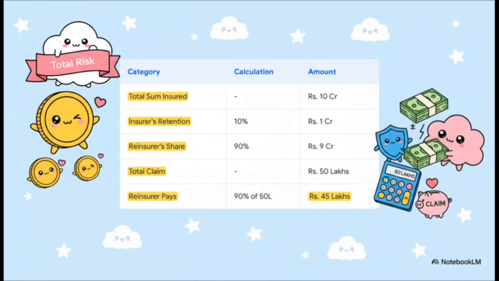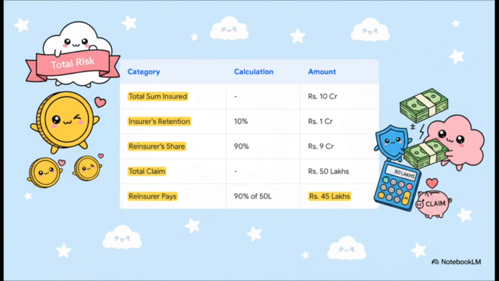Okay, let's look at this table together. The total risk is 10 crores. The insurer retains 1 crore, which is 10%. That means the reinsurer takes on the other 90%. So in a simple proportional split, you'd expect them to pay 90% of any claim, and 90% of a 50 lakh claim is 45 lakhs.